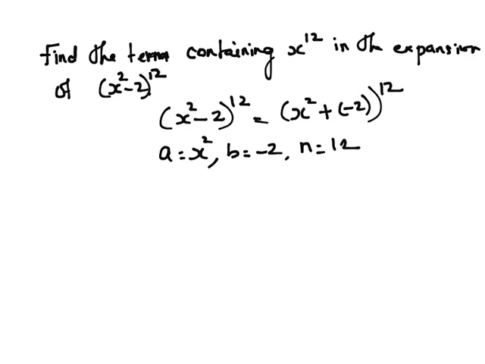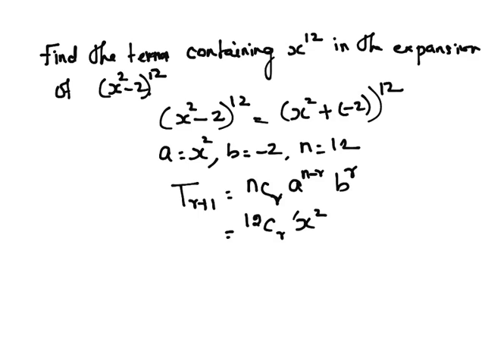So what I'll do is write the general term. I hope you recall that the general term t(r+1) is nCr a power n minus r into b power r, isn't it? Now n is 12, so 12Cr (x squared) raised to 12 minus r, (minus 2) raised to r. Now it's very important that you don't write this as minus 2 power r. That is wrong. You should write a bracket here. Very important.